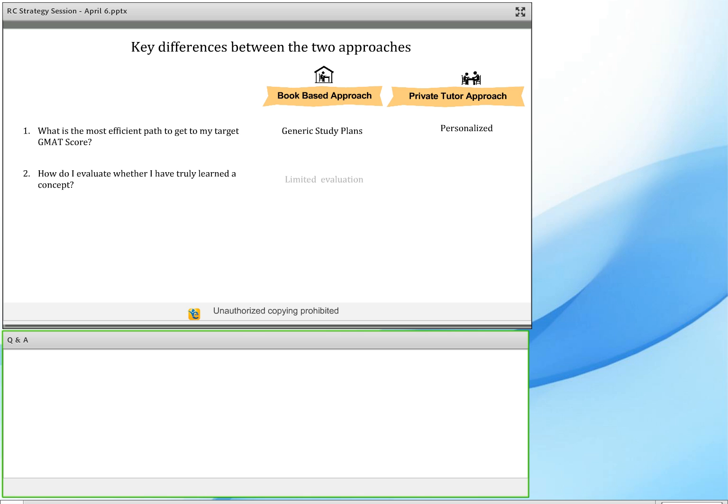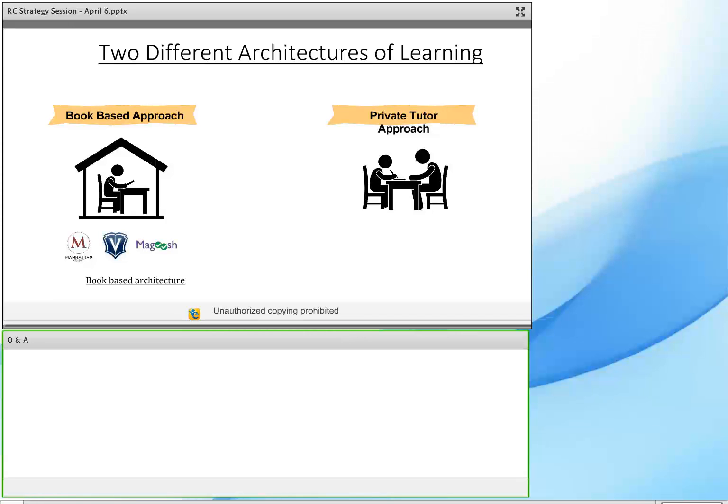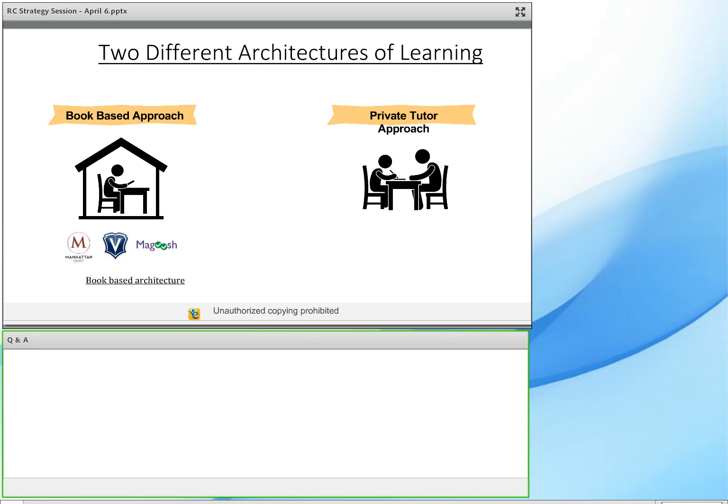So while you're learning the same content in both these architectures, the extent of personalization right from the study plans to the feedback that's given ensures that a private tutoring based architecture is a lot more successful in getting people to those 720 or higher scores than a book based architecture.